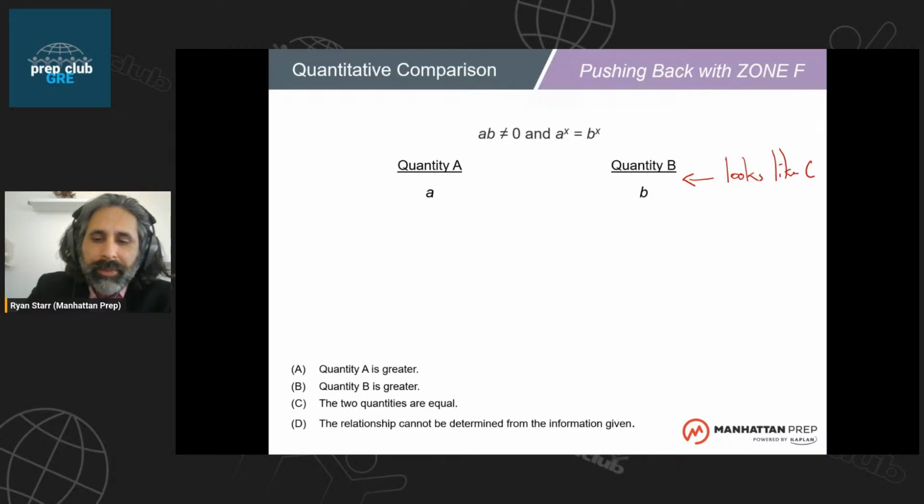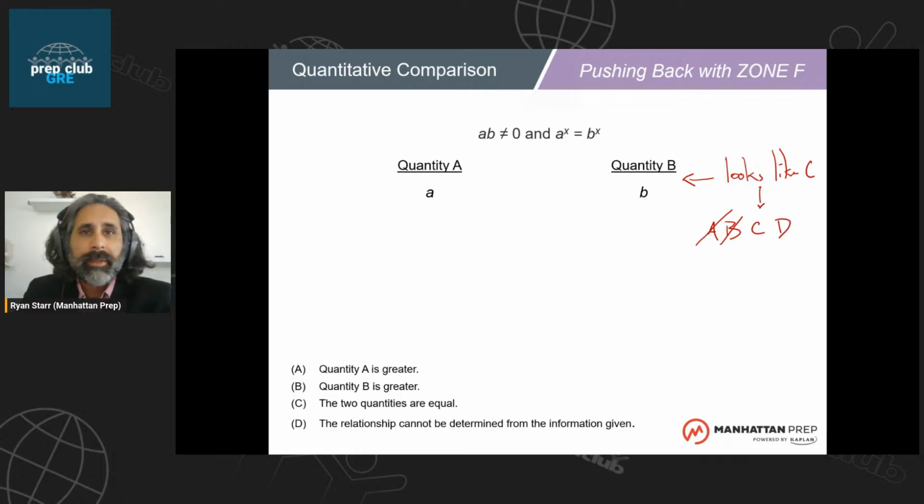What that really means for you practically is you can get rid of A and B as answers. You know that C is a possibility here, so you've got a 50-50 shot at this point. Either they're totally equal, everything is as it seems, no trickery here, or there is some trickery, and so you're going to pick D. They don't always have to be equal, right?